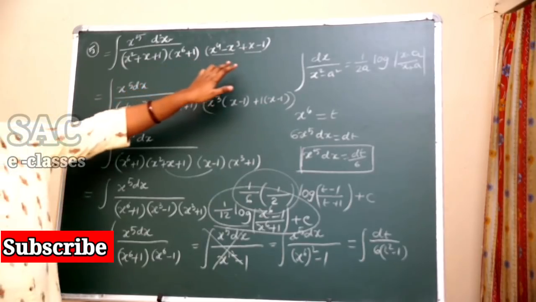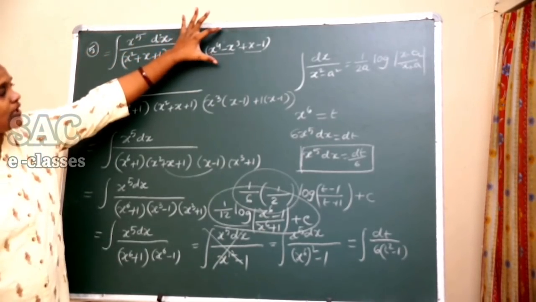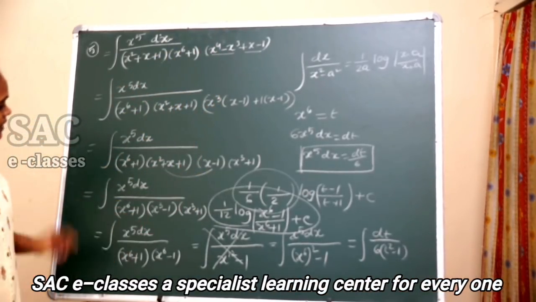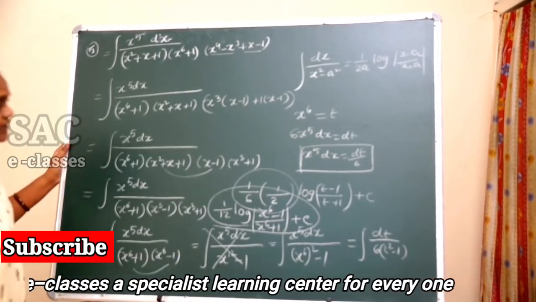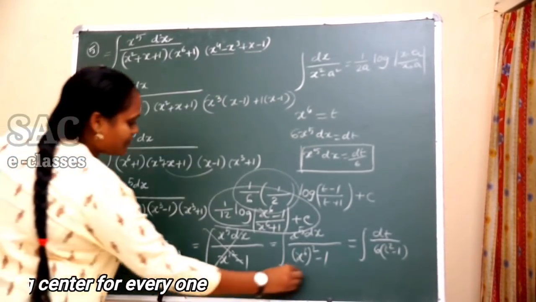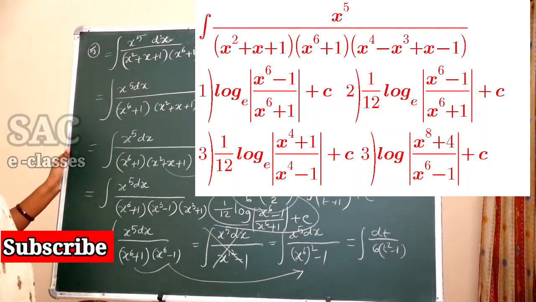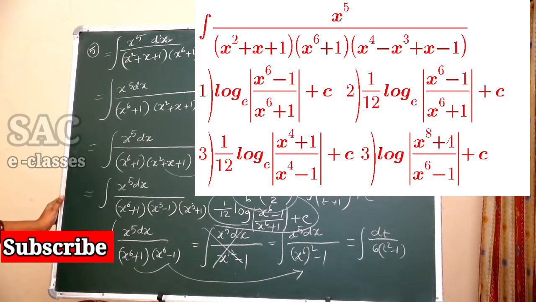Observe these three factors. In this denominator I have factorized the biquadratic form. I got two different factors. By simplifying again, I got two different factors. I did it in the form of t square minus 1. Later I have applied it. I got 1 by 12 into log of x power 6 minus 1 by x power 6 plus 1. This is the correct option.